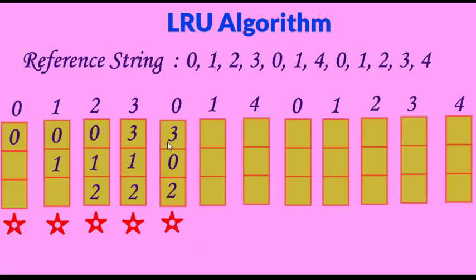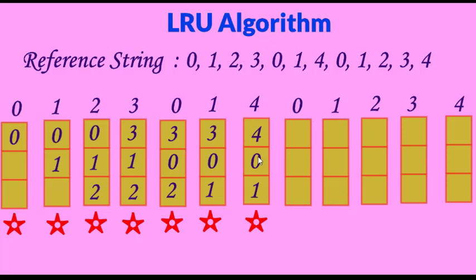Now we require 1, which is not there. We see that 0 was just recently used, then 3, then 2. So 2 is the victim in this case. 2 is replaced by 1. There is one more page fault. Now we require 4. Among 3, 0 and 1, 1 and 0 were recently used, so 3 was not used for some time. So 3 is the victim. So there is one more page fault.